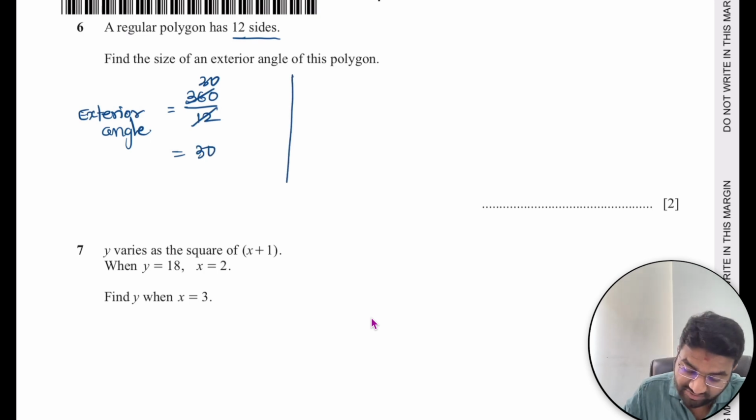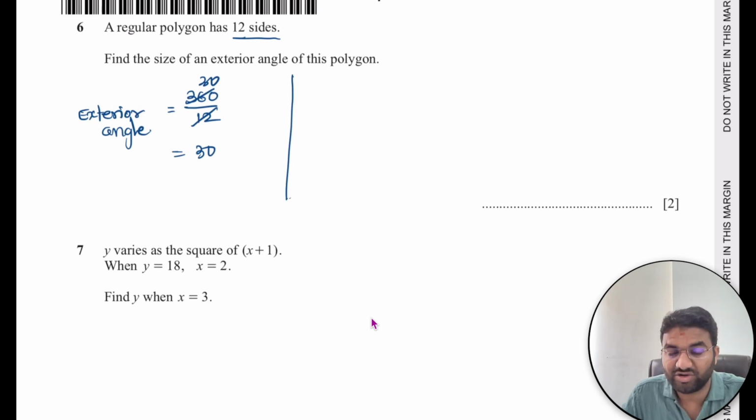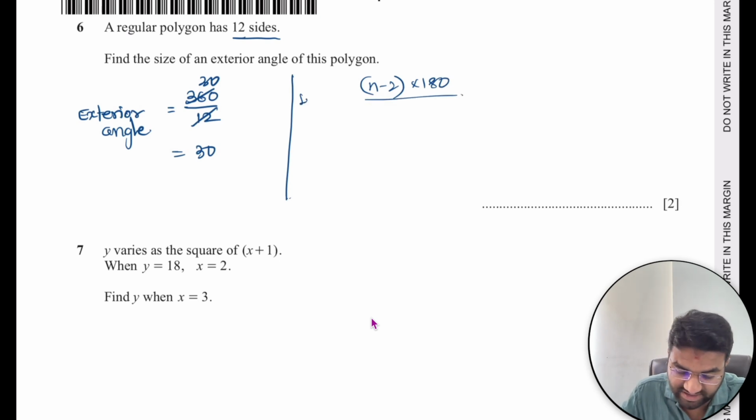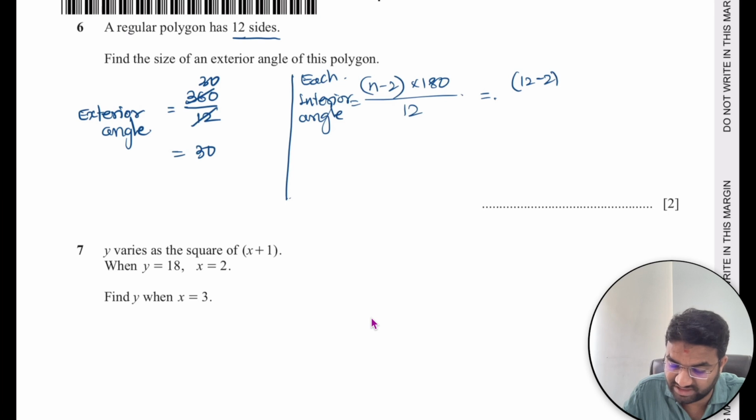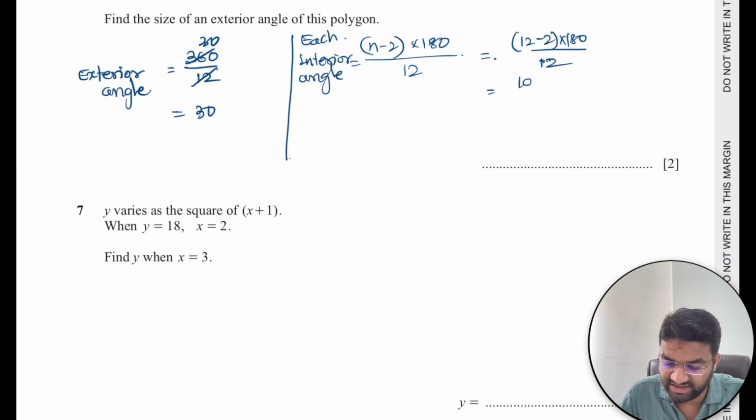Or we have another formula. The sum of the interior angles is equal to n minus 2 times 180. This is the sum of the total interior angles, and we divide by 12 to get each interior angle. So we have 12 minus 2 times 180 divided by 12, which is 10 times 180 divided by 12, and we will get 150.